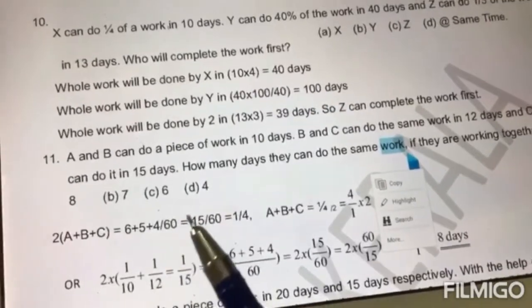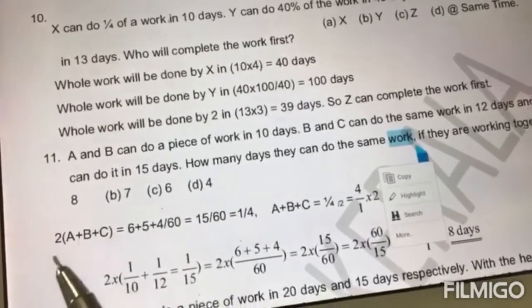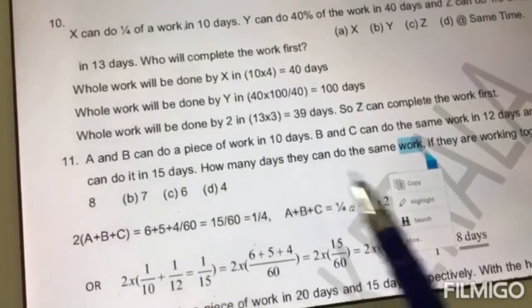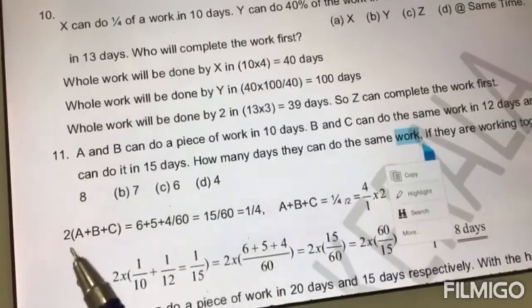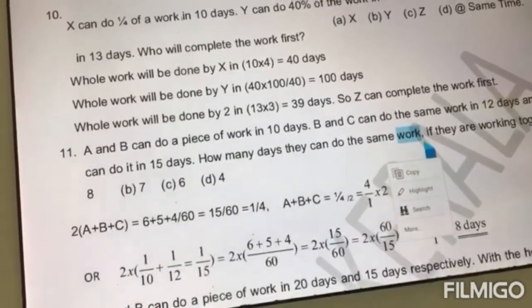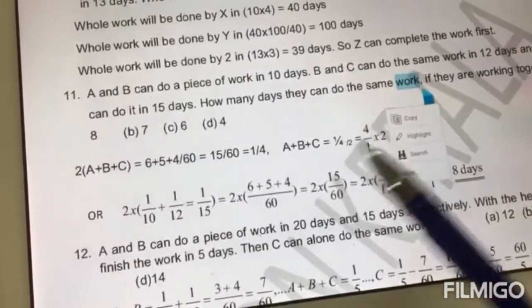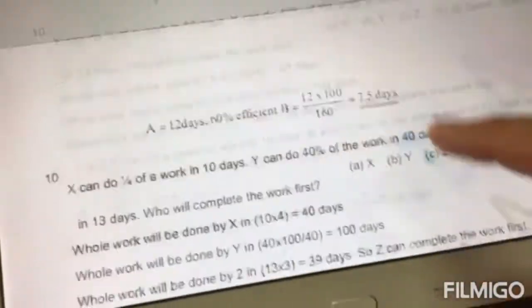Number 11 is similar to number 6, so I'm not doing it. Only thing, remember, this is 2 divided by this. Okay? Only then you get the correct answer. They have given multiplication here, and at the end I think they have multiplied. It should be 2 divided by this. Remember we did number 6?